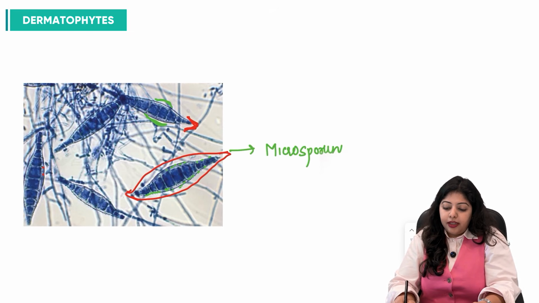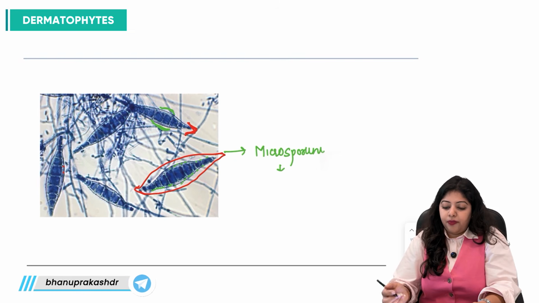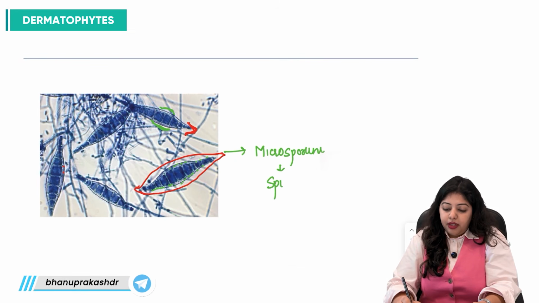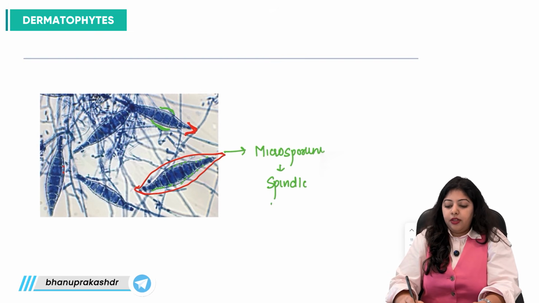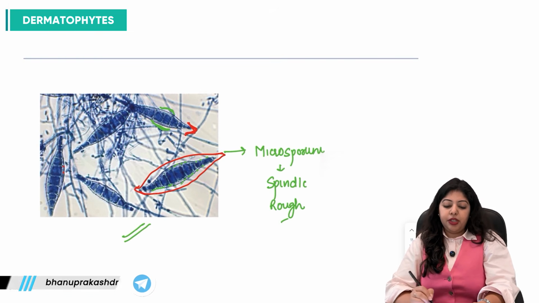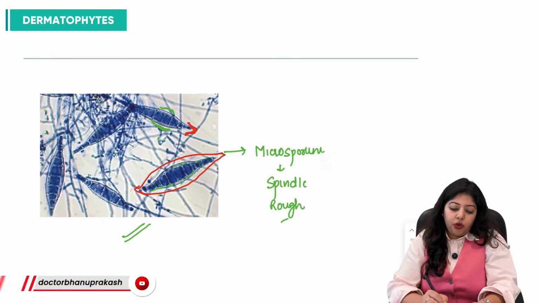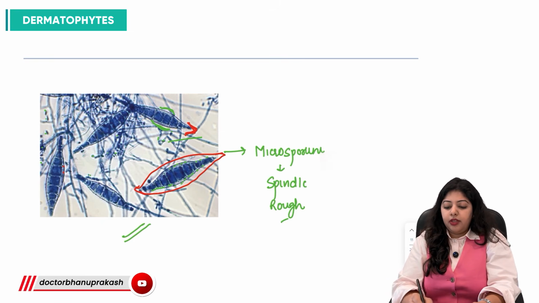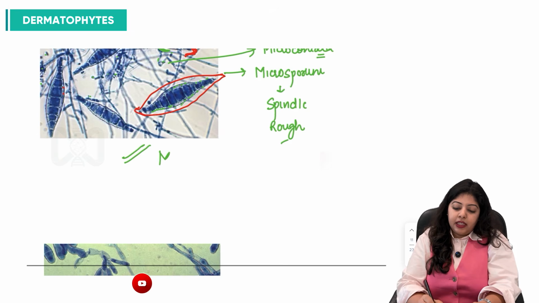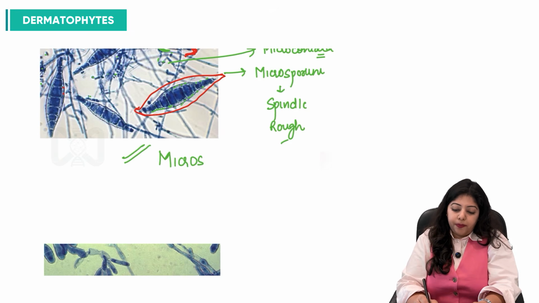right? And it is spindle shaped with rough walls. And in this particular image, can we also appreciate the small, if not many, quantity of conidia, right? So these are microconidia which are present sparsely, right? This is Microsporum.